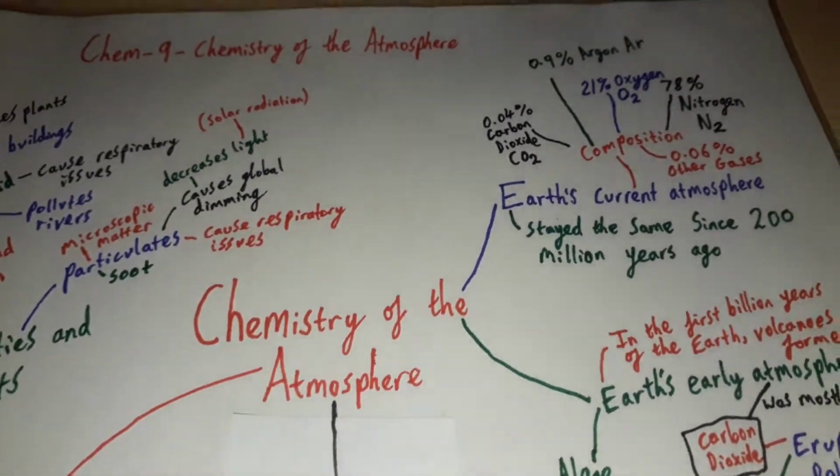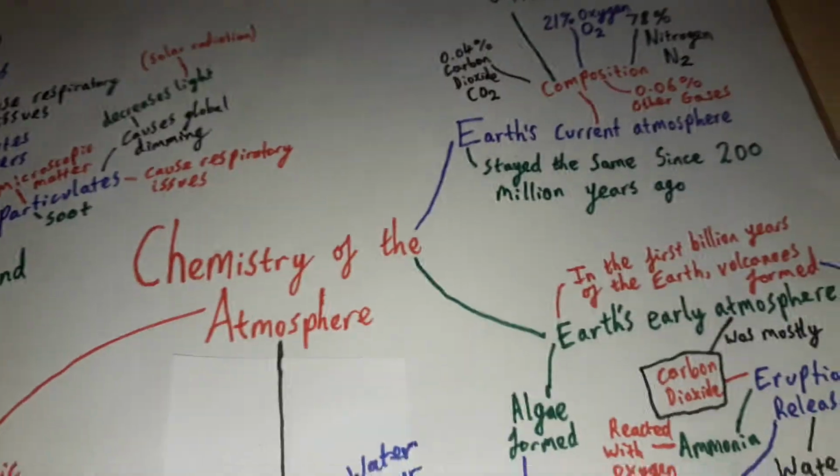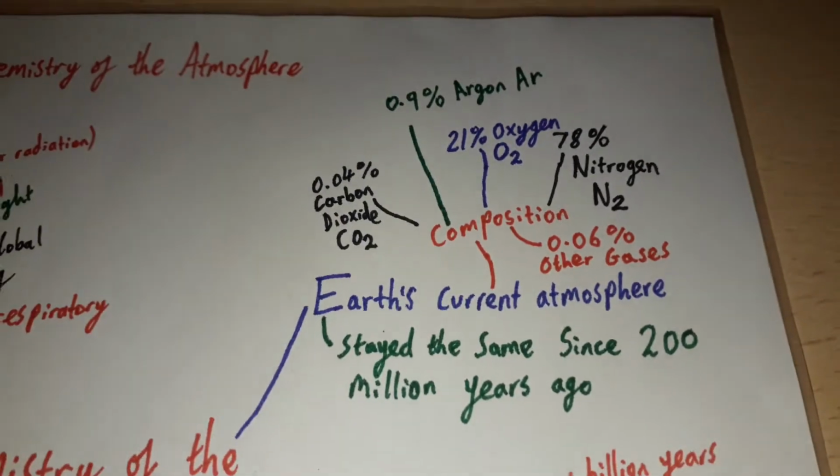Today we're going to be looking at Chemistry Topic 9, which is all about the chemistry of the atmosphere. So let's start with Earth's current atmosphere.